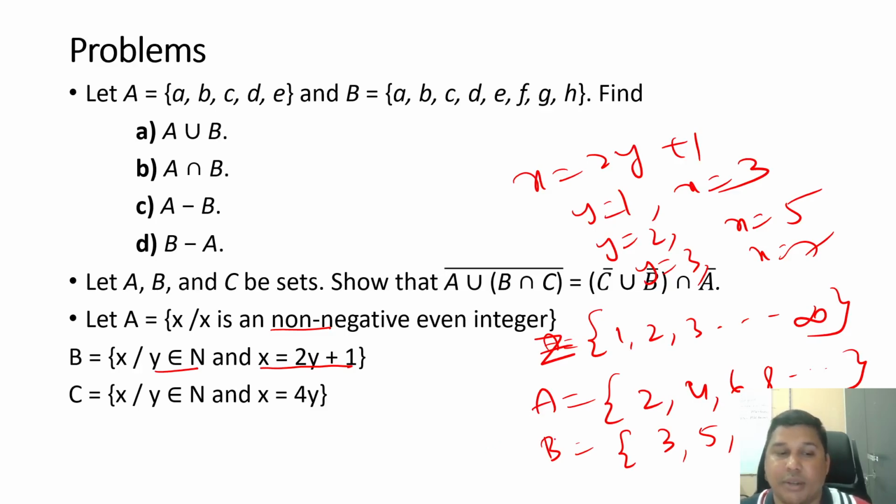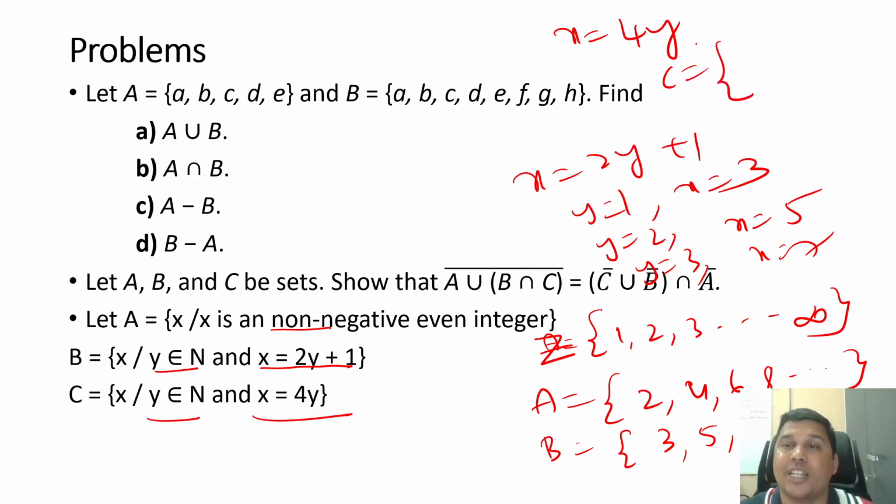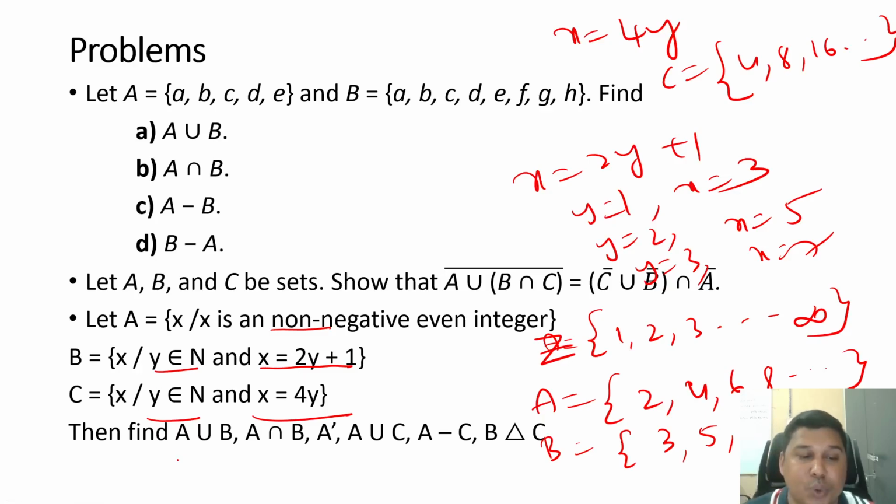Similarly, C is x where y belongs to N and x equal to 4y. It means your C set is nothing but, you put y as 1, 4, 8, 12, 16 and so on. So this is our C set. After this, you have to find out A union B.